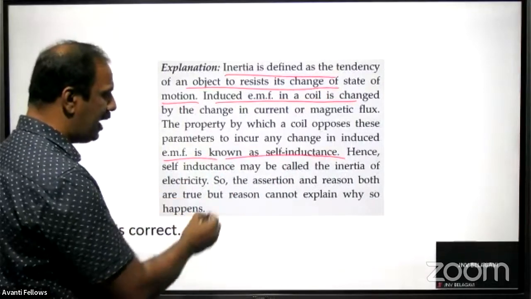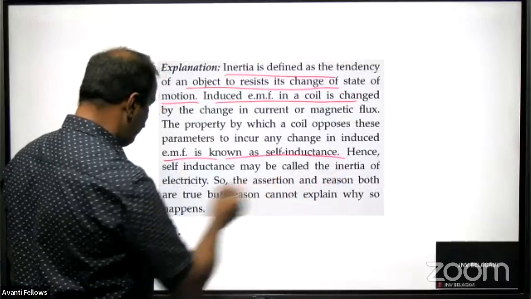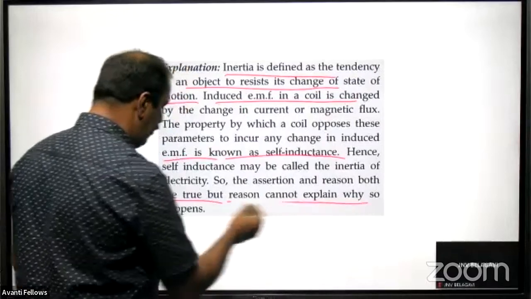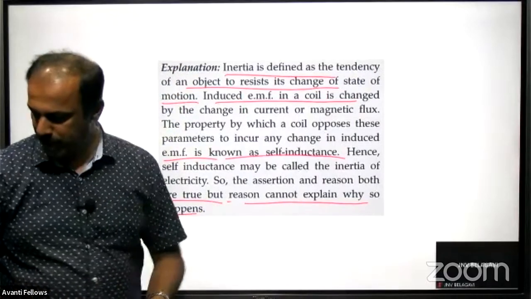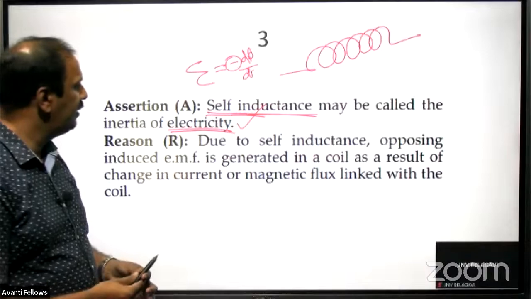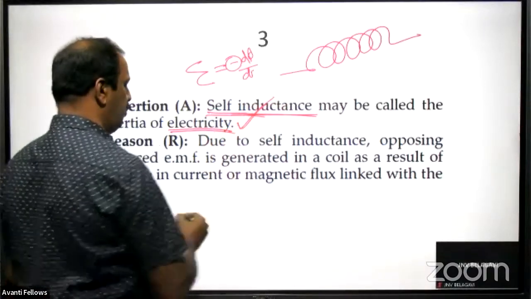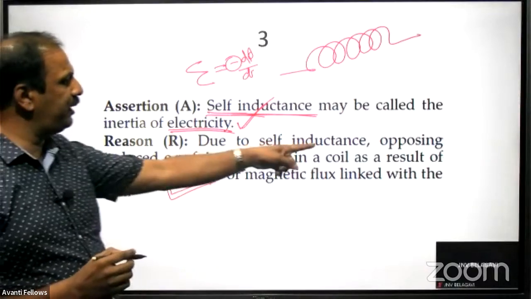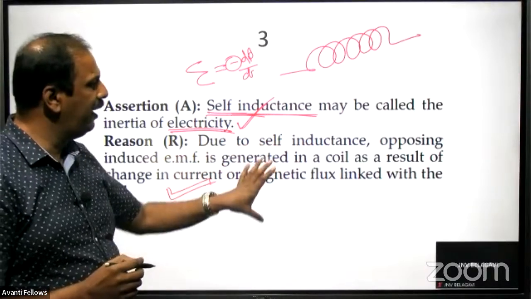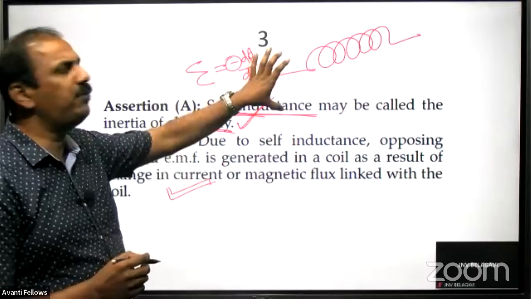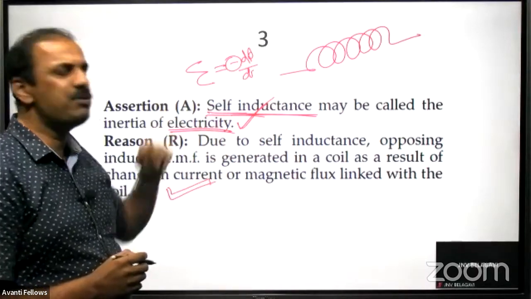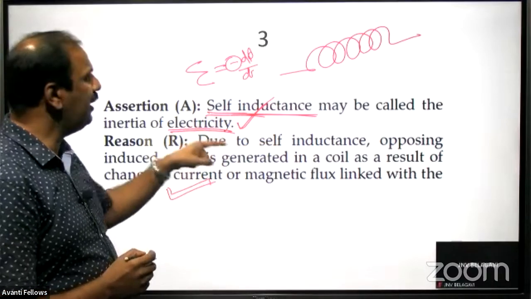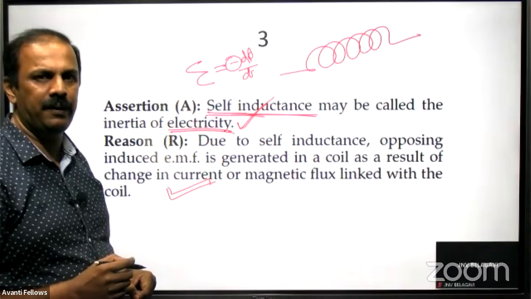Now you see here, assertion and reason both are true, but the reason cannot explain why it happens. So once more I am going back. You see here, this is true. This is also true. Due to the self-inductance, whatever happens, everything is right. But this cannot explain why this is happening. So this type of situation also will come. Both are true, but this reason cannot explain why this is happening.